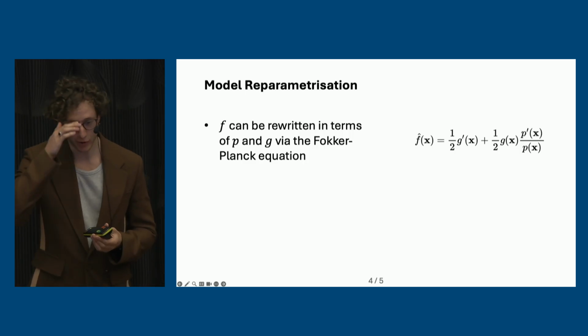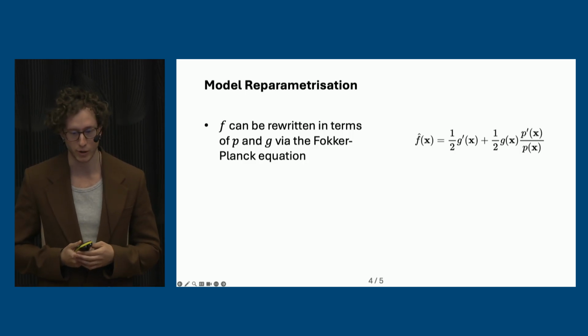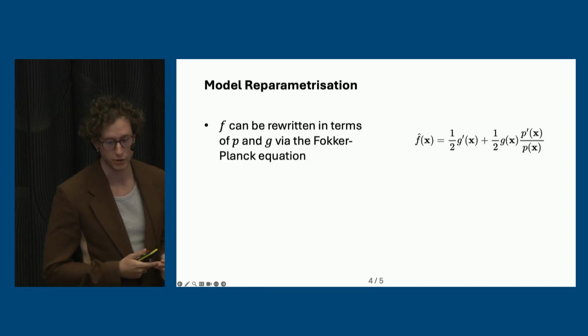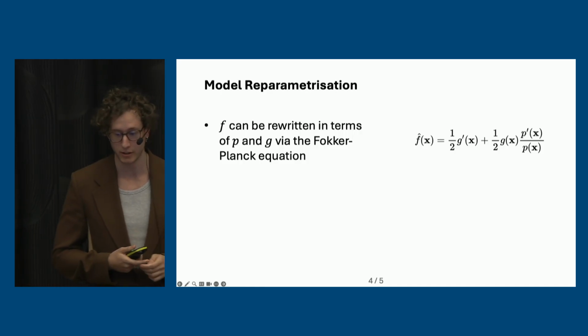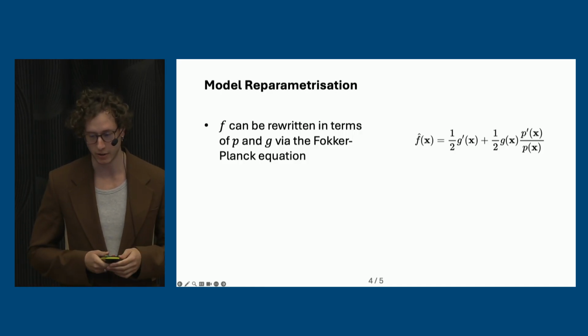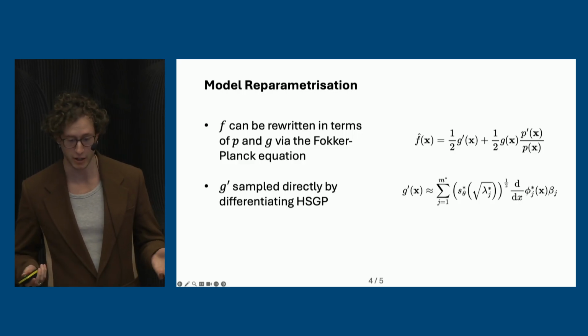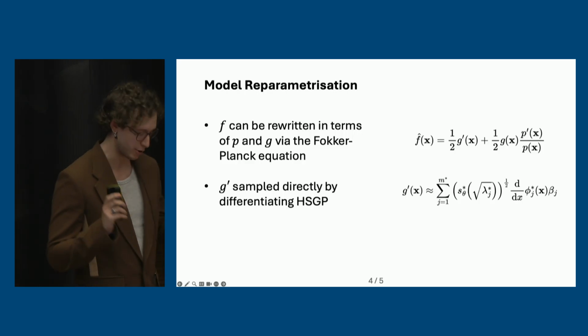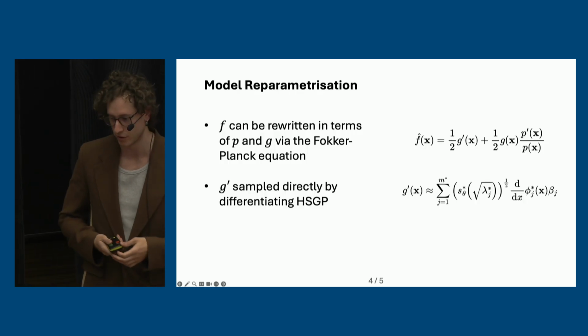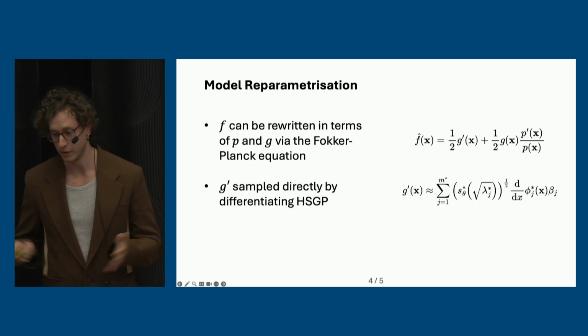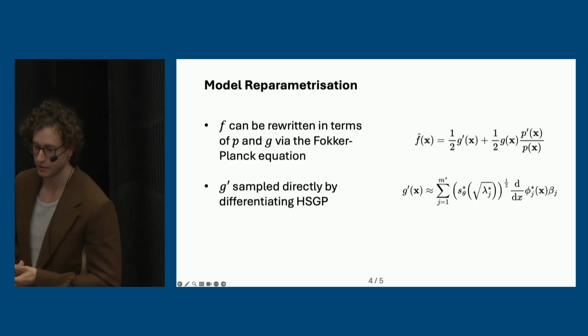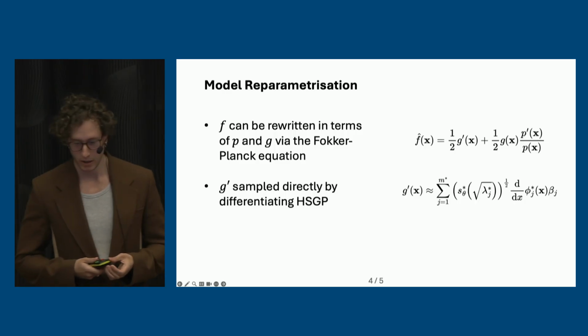So the way I've been trying to do this is rewriting F, the drift, in terms of the diffusion and the stationary density, so reparametrizing it based on the Fokker-Planck equation. So we have this relation. And the good thing about Gaussian processes is that it now depends on the derivative of G, the diffusion, as well. But we can sample the derivative directly just by taking the derivative of the Gaussian process, which is quite convenient.